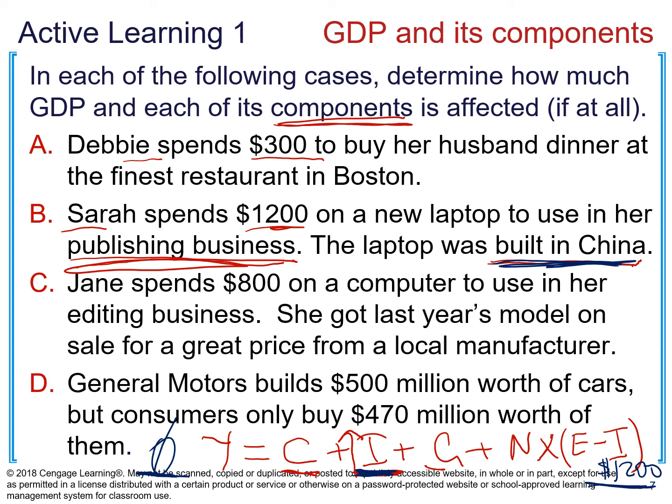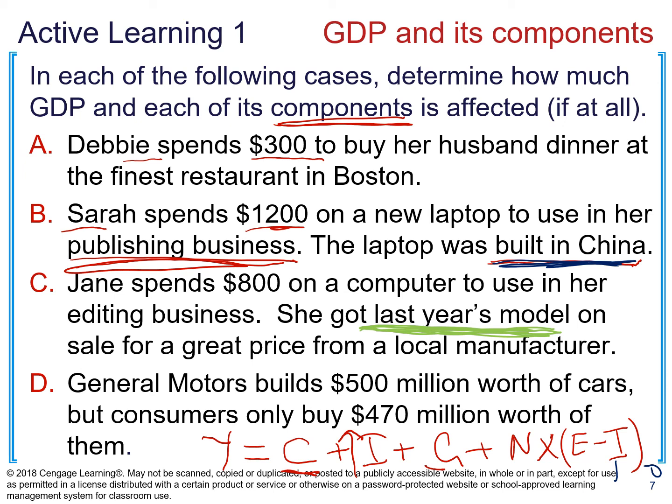Next one, let's see if I can clean this up a little bit. Okay, so we have Jane, and Jane spends $800 on a computer to use in her editing business. She got a last year model on sale for a great price from a local manufacturer. So it's a last year model. This is a couple of words that we need to pay attention to, because GDP is only production that is currently produced. It was produced last year.